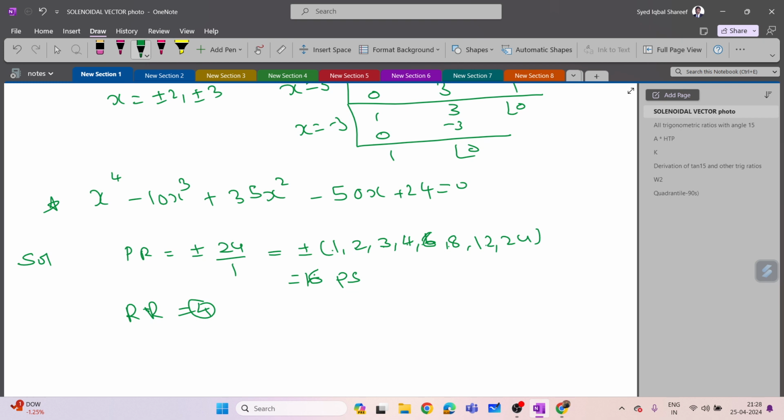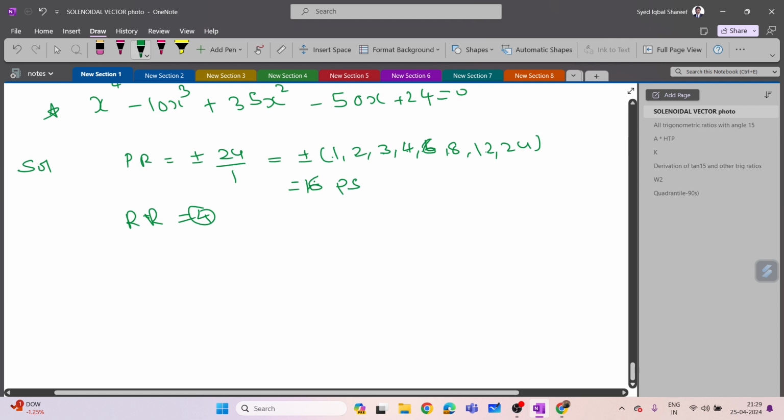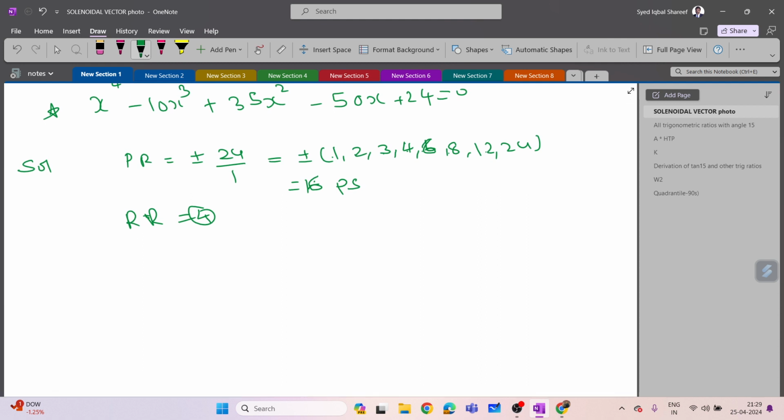So let's go with the synthetic division and find the roots. You see, some teachers go by putting x equal to 1, a trial and error method. Sometimes if we make a small mistake, that will be a problem. So I prefer the synthetic division method. It's up to you, whichever you feel you can go with. So writing the coefficients: 1, minus 10, 35, minus 50, 24. You see nothing is 0. x power 4, power 3, power 2, power 1, power 0. 5 terms.